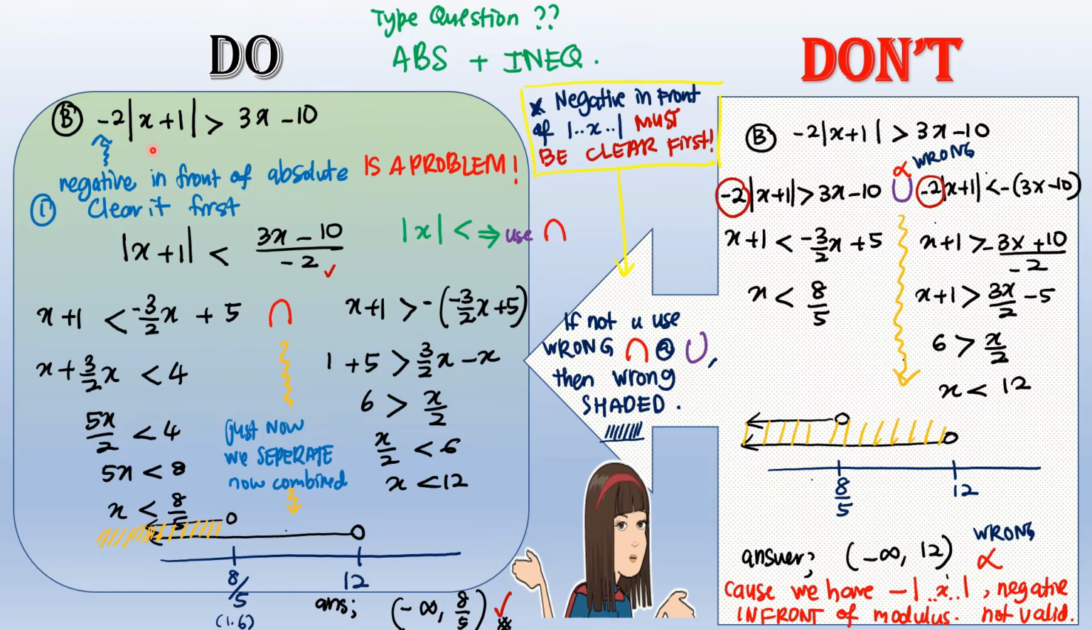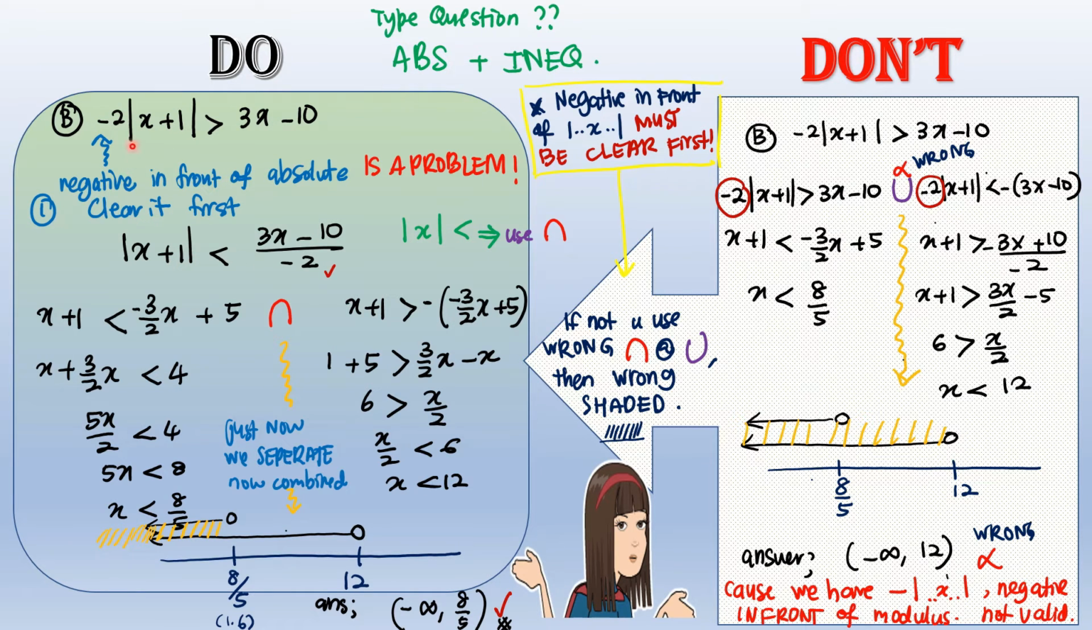Okay, so now we look at question B. Negative 2 modulus x plus 1 greater than 3x minus 10. It's different from question A. For question A, we have the number positive 2 in front of modulus x, so you can just do your calculation. But for question B, we have something not beautiful here, which is a negative right in front of the modulus. So how are we going to solve our question?